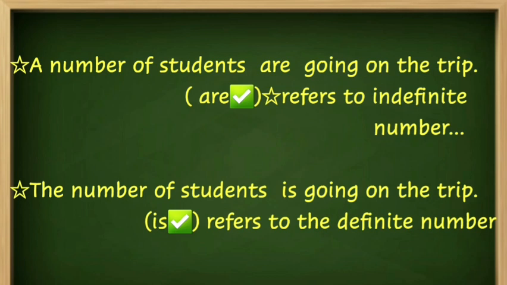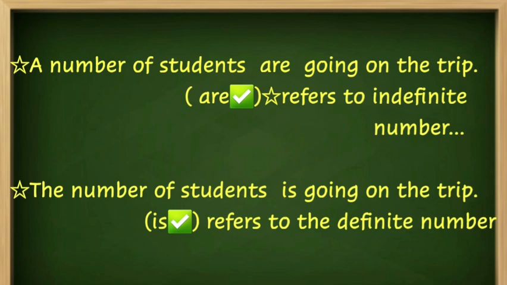So the sentence will read, the number of students is going on the trip, whereas in the sentence, a number of students are going on the trip. So this is the difference. A number of, followed by some countable noun, is always plural. The number of, followed by some countable noun, is always singular. So this is what the rule says.